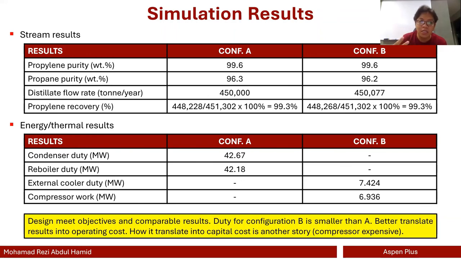That's one thing. Another thing is how it translates into capital cost, which is also something that you need to consider, because we know that a compressor is quite expensive. So you save in terms of operating costs, but you also have to consider capital costs as well. Just by looking at the numbers in terms of energy saving, yes, I can safely say that configuration B is more energy efficient, but I don't want to simply say that it is the best, because I think it's better for me to represent the numbers in terms of yearly operating costs.